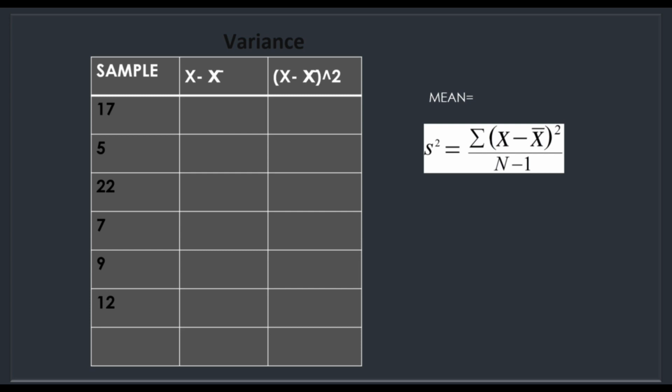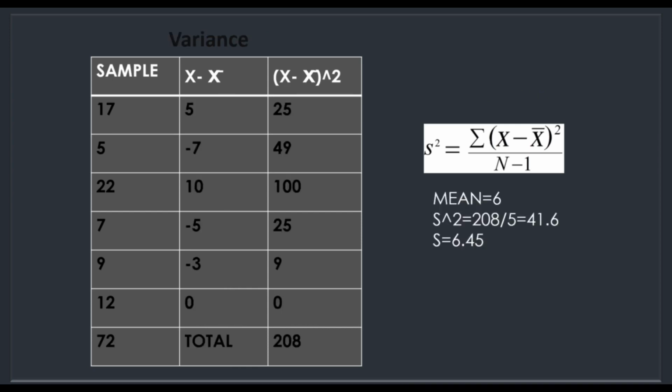So let's go with an example. It is a sample. If it is a sample, we calculate x bar, the mean. The total is 72, so the mean is 72 divided by 6, which is 12. So we calculate 17 minus 12, 5 minus 12, 22 minus 12, 7 minus 12, 9 minus 12 and 12 minus 12. Our values are 5, minus 7, 10, minus 5, minus 3 and 0. After that we square each value: 25, 49, 100, 25, 9 and 0.